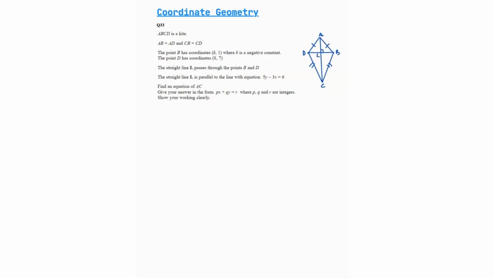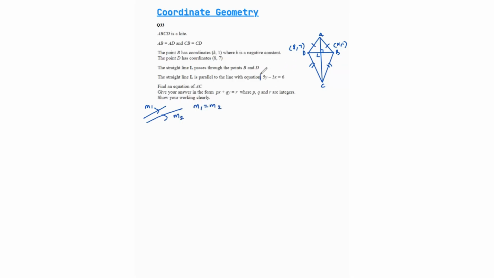You have the coordinates of B as (k, 1), where k is negative. You have the coordinates of D, which is (8, 7). We know that straight line L passes through the points B and D, and straight line L is parallel to this line. So you need to remember that when two lines are parallel, the gradient of line 1 and the gradient of line 2 are going to be equal.